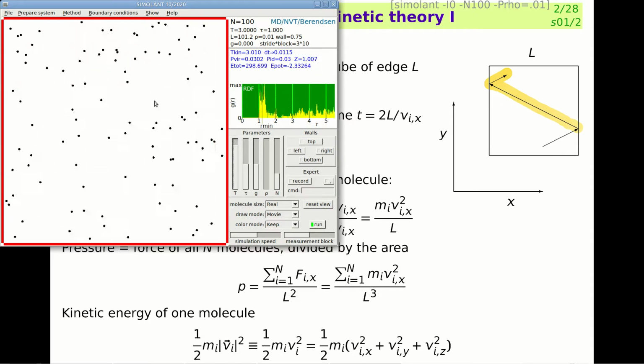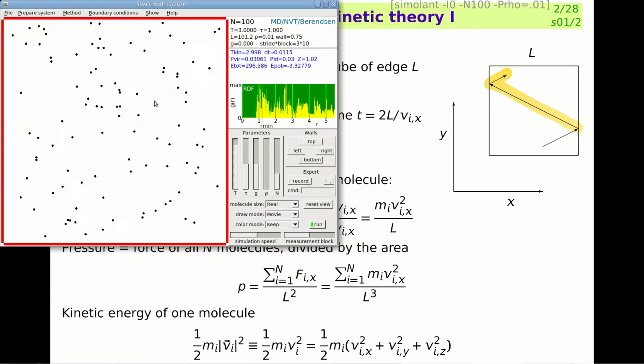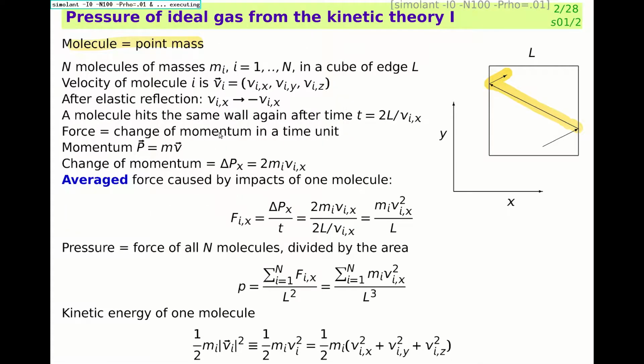Here you can see that the molecules once in a while hit each other, so I will assume here that there are only a few such collisions. I will neglect them. So let's have n molecules, each of mass m_i, and they are in a cube of edge L. Each molecule has a velocity, it's a vector. If a molecule hits a wall, let us say this wall, that is y and z, I will assume that it will reflect elastically.